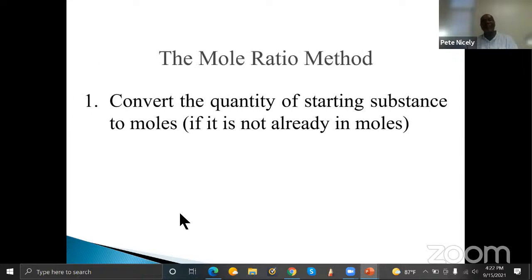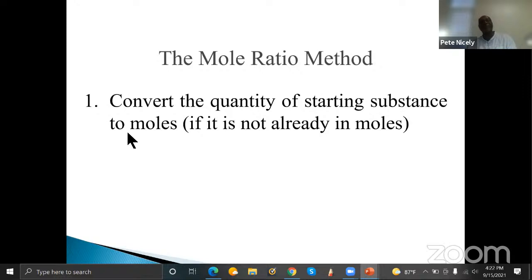So what we're going to look at is how do we use the mole ratio method to do calculations of this type. So you could be given a question and you could be given the equation, or you could be given information based on which you're going to derive the balanced equation. And you're given some numbers, numbers representing the amount of substances.